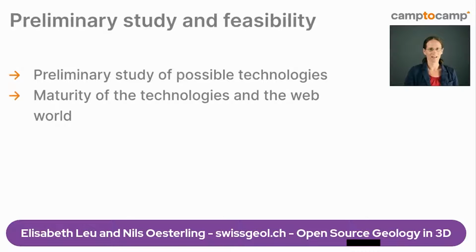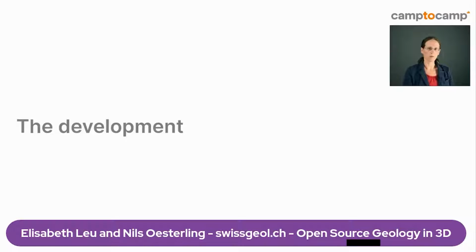On the technical side, a preliminary study of possible technologies was conducted in 2018, and it was found that an open source approach offers the most potential and flexibility. The maturity of the technologies, especially in the open source area, but also the new possibilities in the web world, especially regarding WebGL, opened the way to go towards open source web solutions, which were typically based on CesiumJS. So we started the project development at the end of 2019.